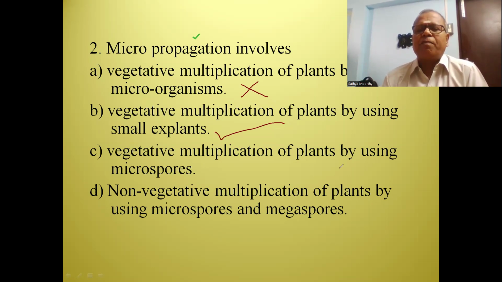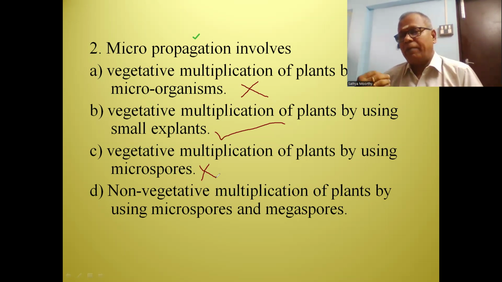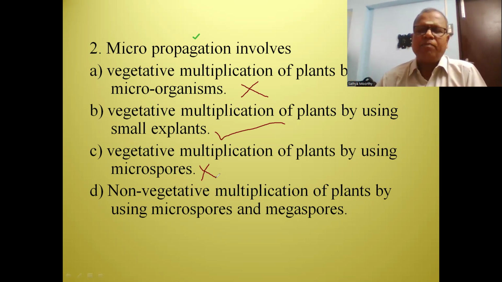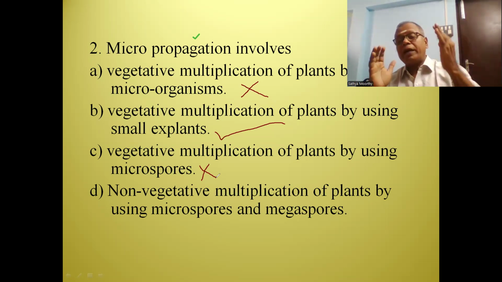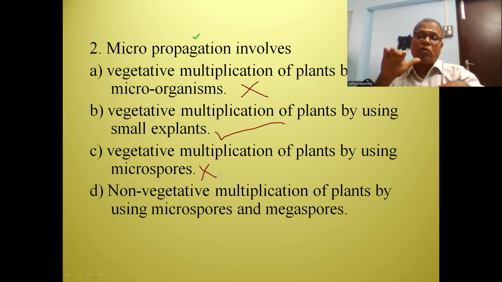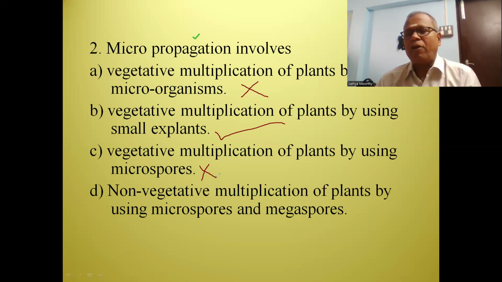Vegetative multiplication of plants by using microspore. Microspore is the end product of meiosis. It's a gametic cell. So this is incorrect. How are the microspores formed? The microsporangium in the anther possesses microspore mother cells which are diploid in nature. The diploid microspore mother cell undergoes meiotic cell division to produce haploid microspores in tetrads. From the microspores, male gametes are formed and it is involved in sexual reproduction.